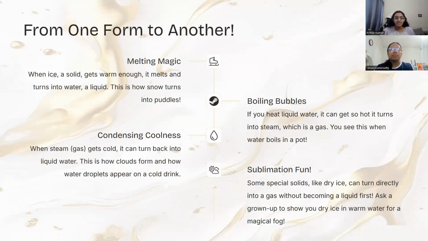Condensing coolness. When steam, which is a gas, gets cold, it can turn back into liquid water. This is how clouds form and how water droplets appear on a cold drink.